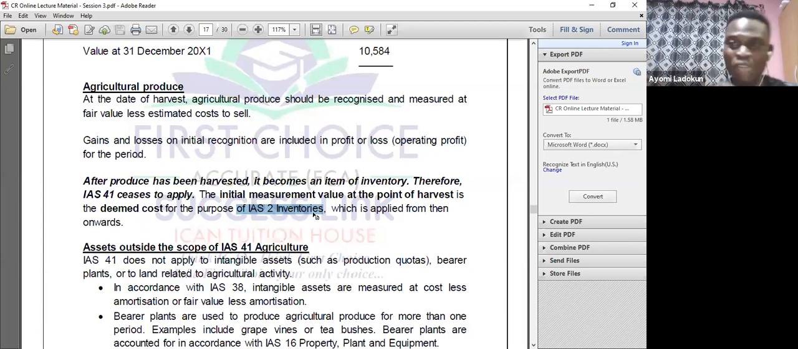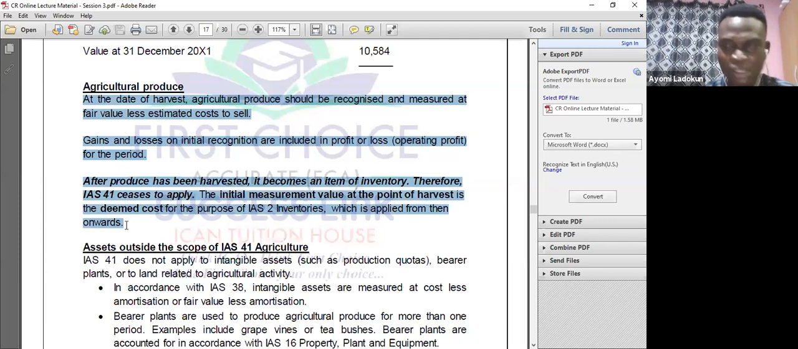So you need to understand this area properly, and I kind of tested this area, I guess maybe two or three nights ago. They just asked you to explain how agricultural produce should be treated in line with IAS 41. If you are able to do this, then you have your 5 marks. Can you see? It's so cheap. It's as cheap as that.